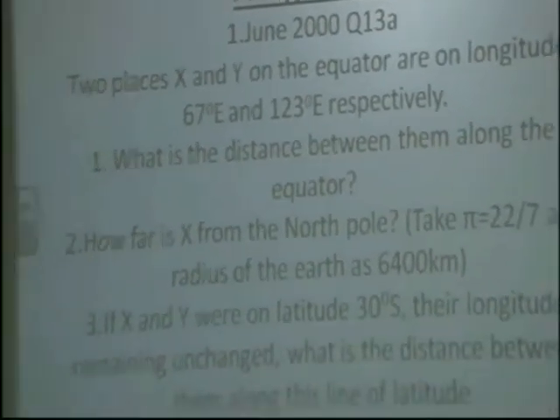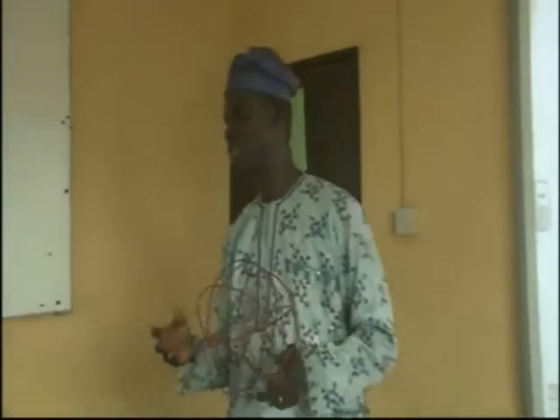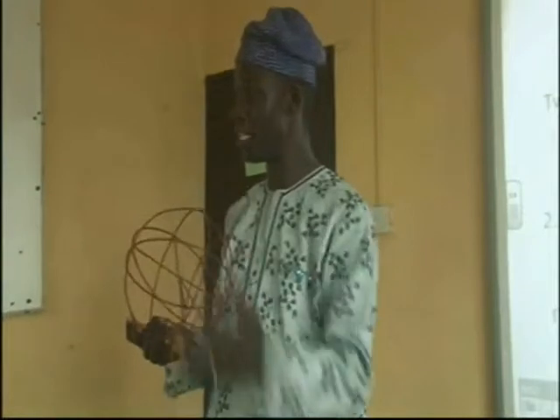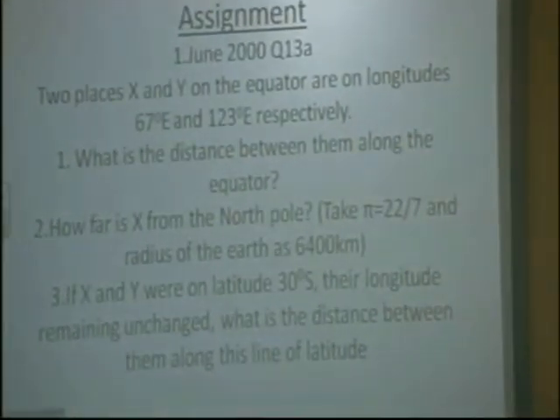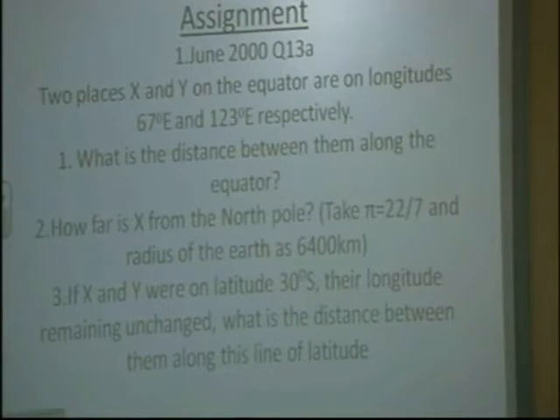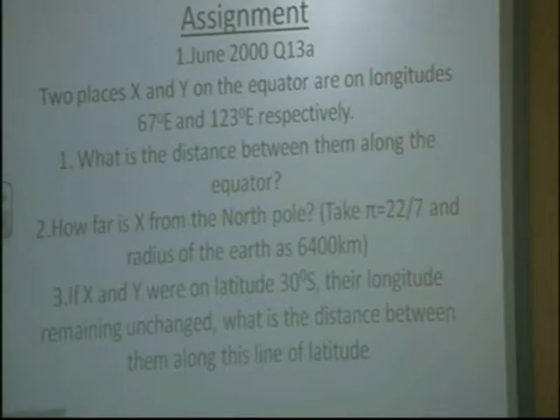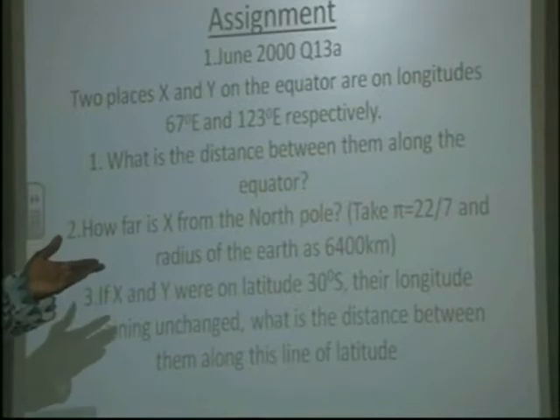What have we talked about? Longitude and latitude. Longitude is the meridian, while latitude is the parallel. The combination of the two can be used to determine the position of a place. With this, you should be able to solve a simple problem like this. This and this are on the same side, so what do you think you're going to do? You subtract. Do you agree with me?